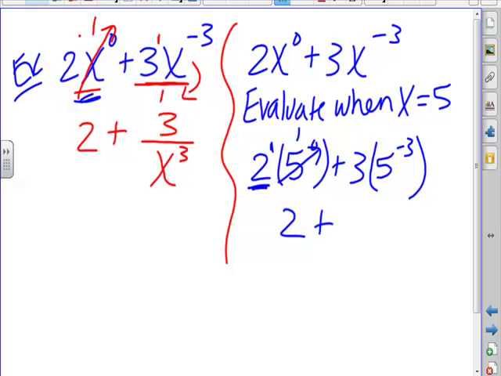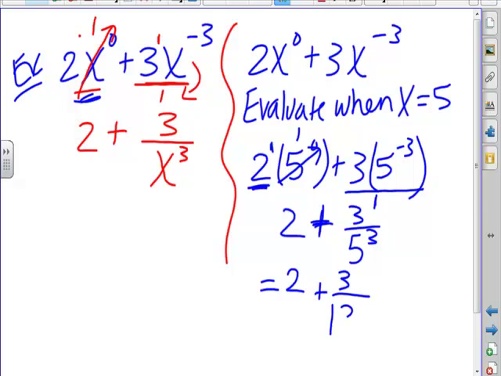Plus, and then I come over here, and I could really just do this in my calculator if I want, but just for the purposes of thinking about this, if I want to think about this as a fraction, the 3 is going to stay on the top over 5 cubed. And so in the end, I would have 2 plus 3 over 125. You can either put that in your calc or do the fraction out, and you would get 253 over 125.